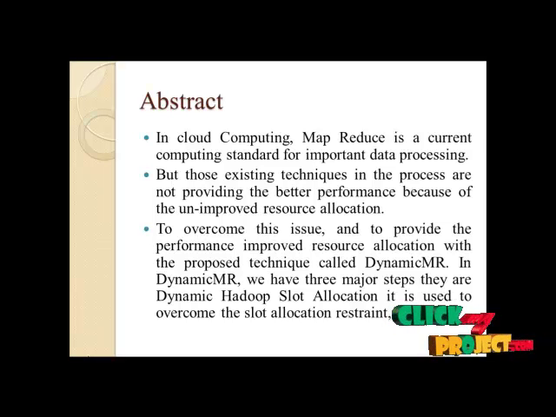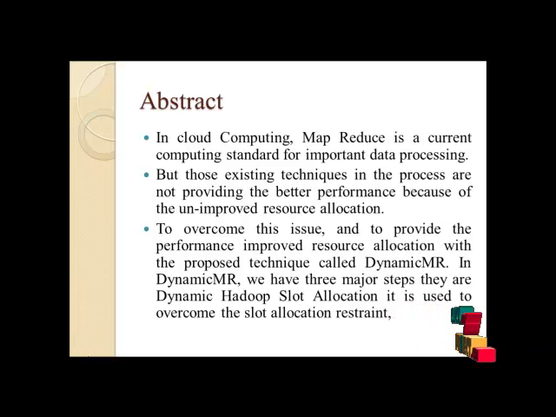In our process, we are going to perform dynamic slot allocation in the MapReduce paradigm. In cloud computing, MapReduce is the current computing standard for important data processing. But existing techniques are not providing better performance because of unimproved resource allocation. Resource allocation is one of the major problems in the MapReduce paradigm. To overcome this issue and provide performance-improved resource allocation, we propose a mechanism called DynamicMR.